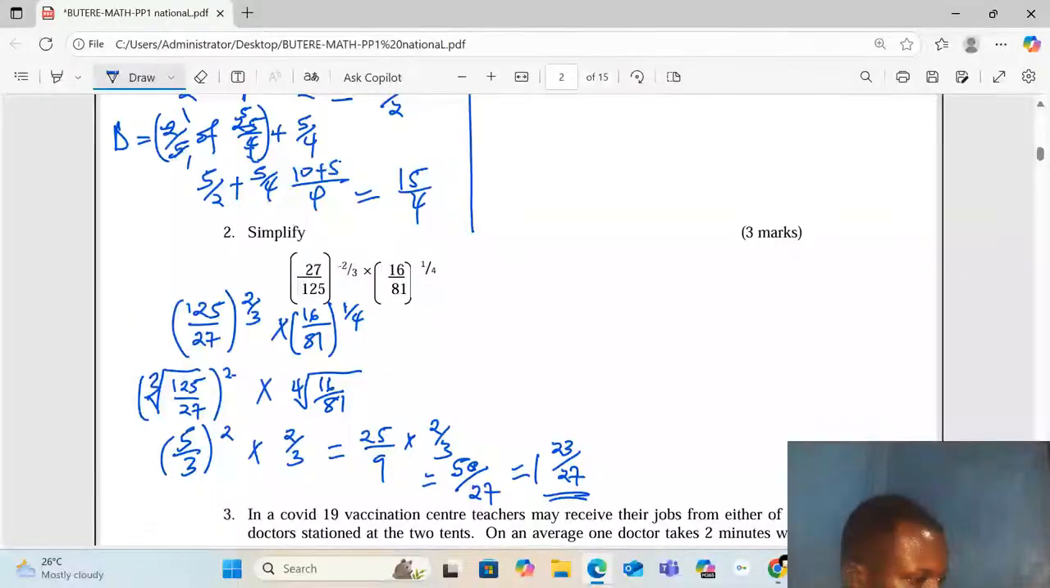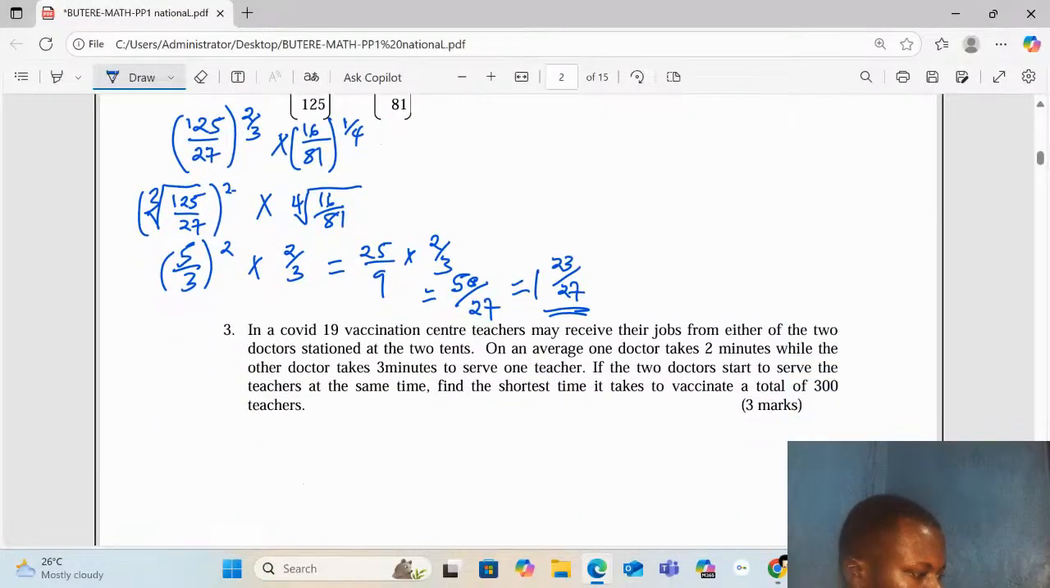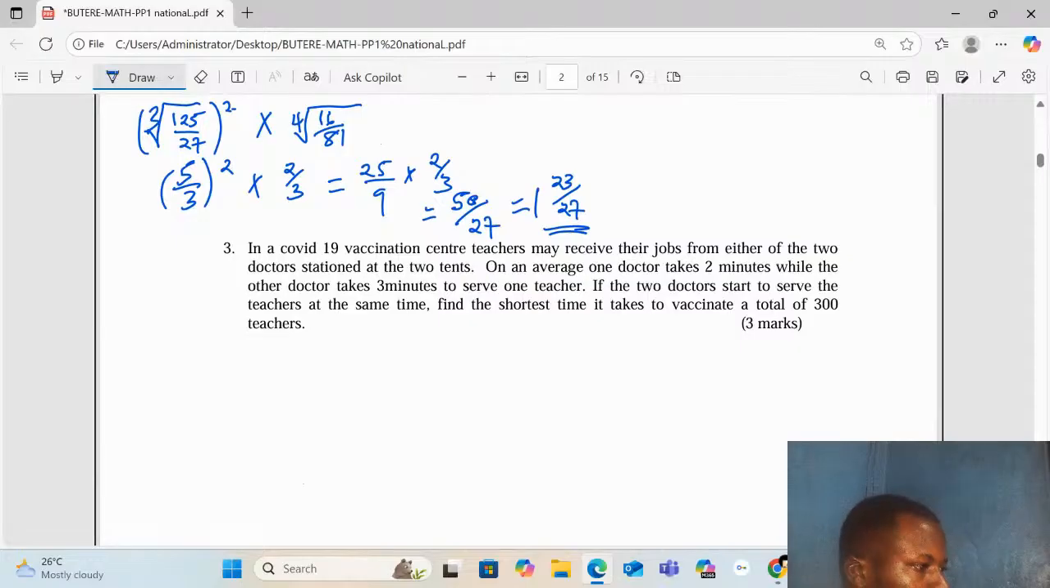Question number 2. Then we move to question number 3, which says that in a COVID-19 vaccination center, teachers may receive their jobs from either of the two doctors stationed at the two tents. On an average, one doctor takes 2 minutes, while the other doctor takes 3 minutes to serve one teacher. If the two doctors start to serve the teachers at the same time, find the shortest time it takes to vaccinate a total of 300 teachers.